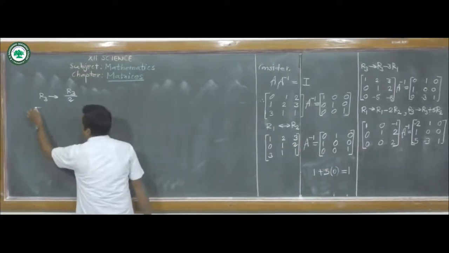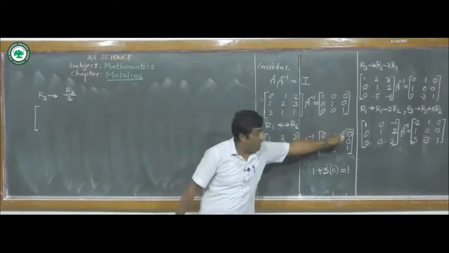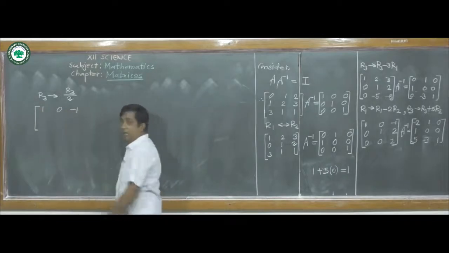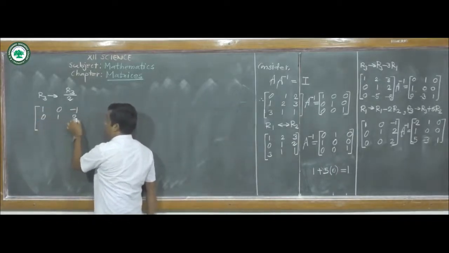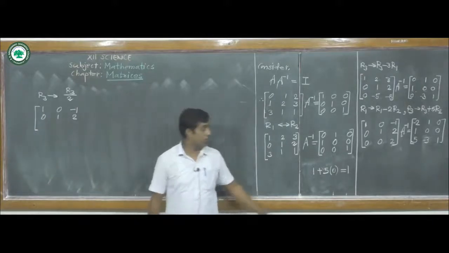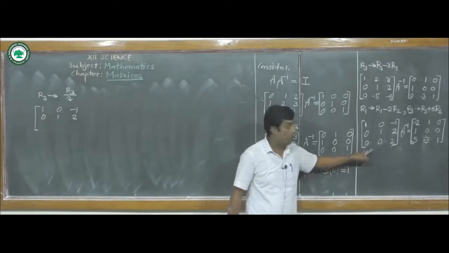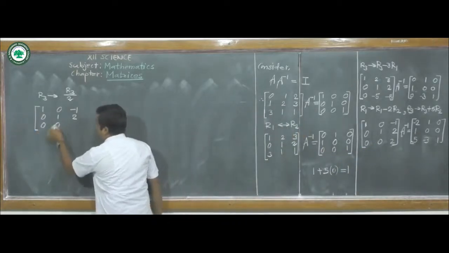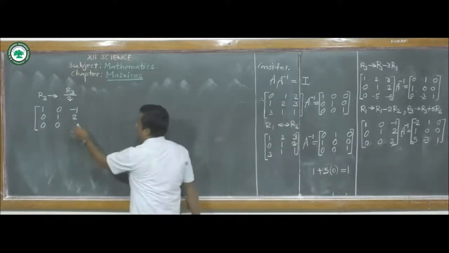So here in the first matrix, we consider our first row and second row as it is. That is, in the first row, 1, 0, minus 1. In the second row, 0, 1, 2. Then for the third row, we divide each by 2. We know 0 upon 2 is 0, 0 upon 2 is 0. So here 0 and 0. For the last element, 2 upon 2 is 1.